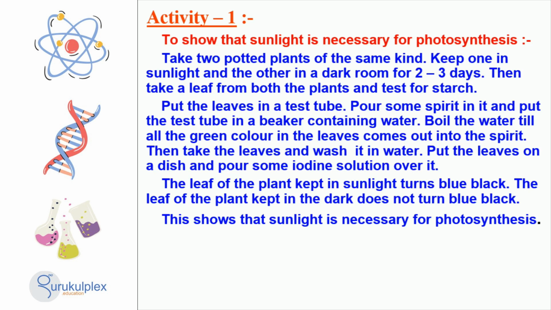Once the process is done, rinse the leaves with water and put them on a dish. Then pour some iodine solution over the leaves. The leaf of the plant kept in sunlight will turn blue-black while the leaf of the plant kept in the dark will not. This confirms that sunlight is essential for photosynthesis to occur.